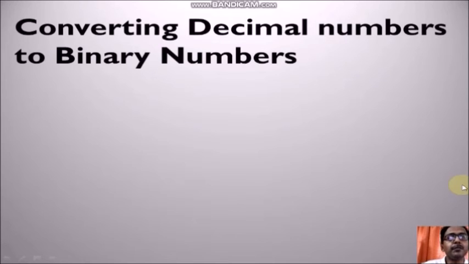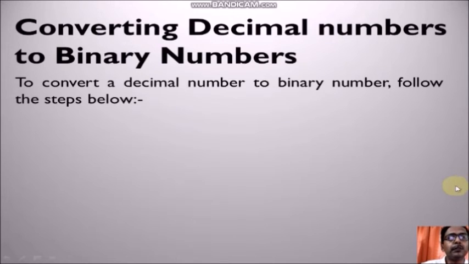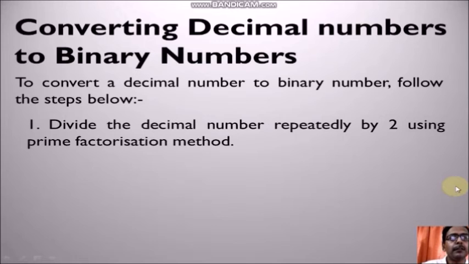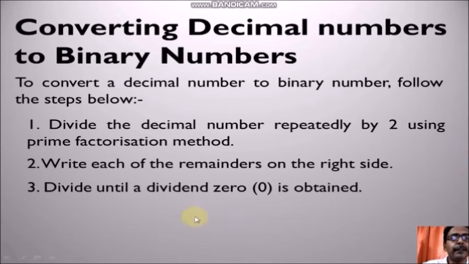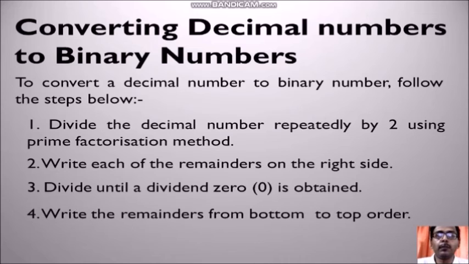Converting decimal numbers to binary numbers. To convert a decimal number to a binary number, follow the steps below. Number 1, divide the decimal number repeatedly by 2 using the prime factorization method. As you do in the prime factorization method, divide the decimal number by 2 repeatedly. Number 2, write each of the remainders on the right hand side. Number 3, divide until a dividend 0 is obtained. Number 4, write the remainders from the bottom to top.